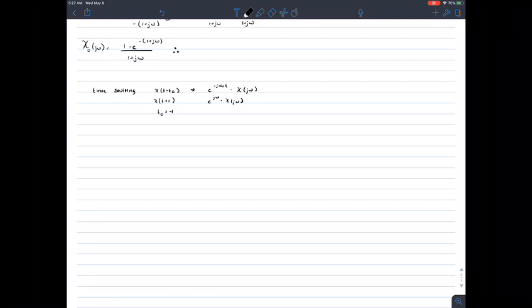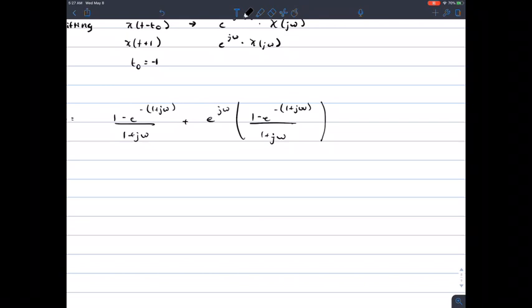Okay, so now we just need to add the signals. So x of j omega is equal to 1 minus e to the negative 1 plus j omega over 1 plus j omega plus e to the j omega times the same thing, 1 minus e to the negative 1 plus j omega over 1 plus j omega. Okay, let's distribute this.